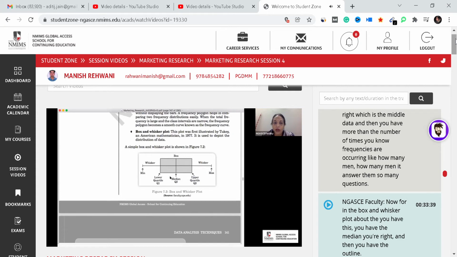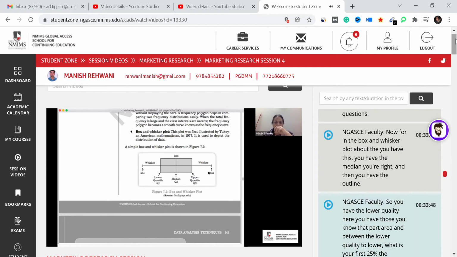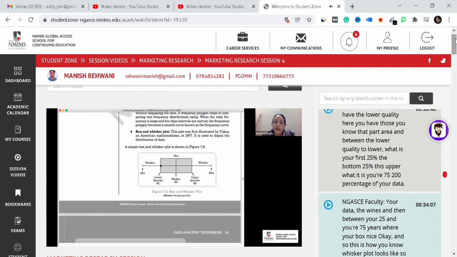Now, in the box and whisker plot, you have the median here, right? And then you have the outliers. You have the lower quartile here and the upper quartile here. The lower quartile is your first 25%, your bottom 25%. The upper quartile is your 75 to 100% of your data points. Between your 25 and your 75 is where your box lies. This is how a whisker plot looks.